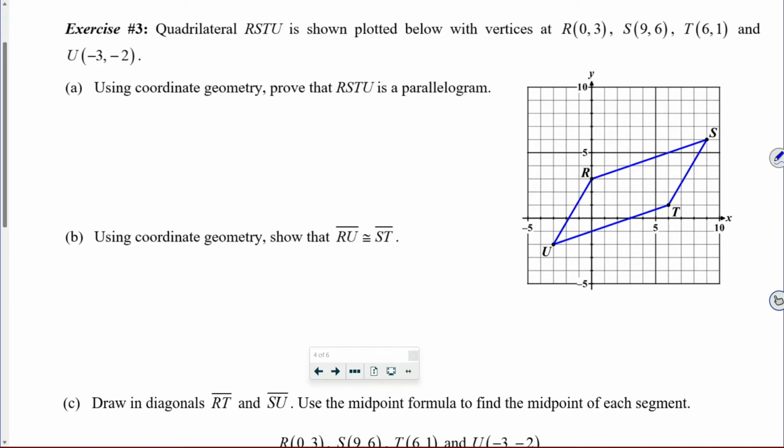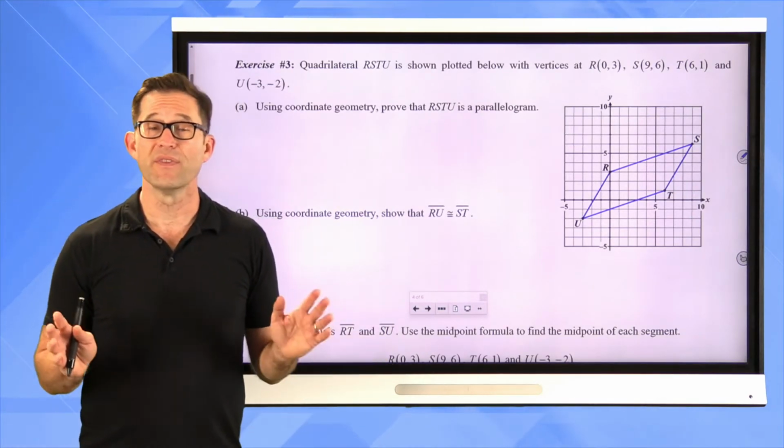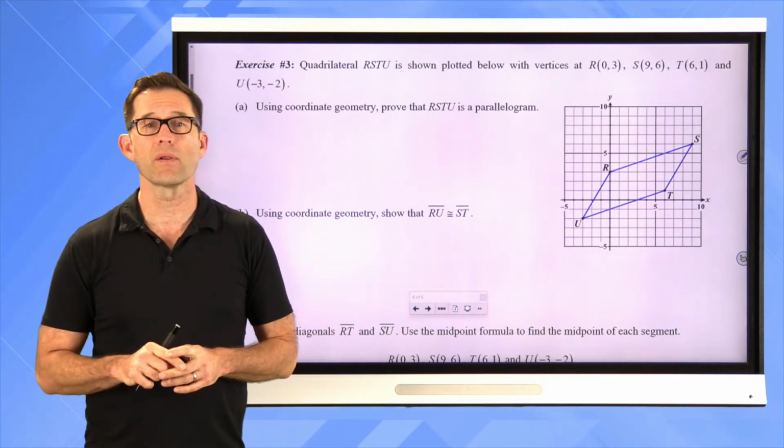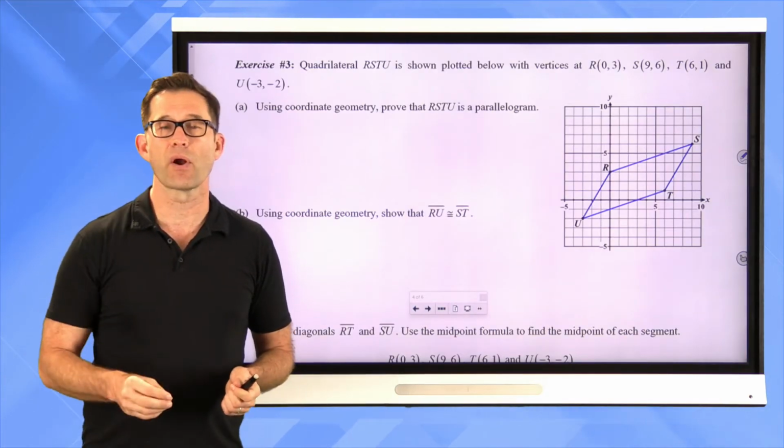Quadrilateral RSTU is shown plotted below with vertices at R (0, 3), S (9, 6), T (6, 1), and U (-3, -2). Using coordinate geometry, prove that RSTU is a parallelogram. Keep in mind, at this point, the only way I can prove something is a parallelogram is by proving that it fits the definition of a parallelogram.